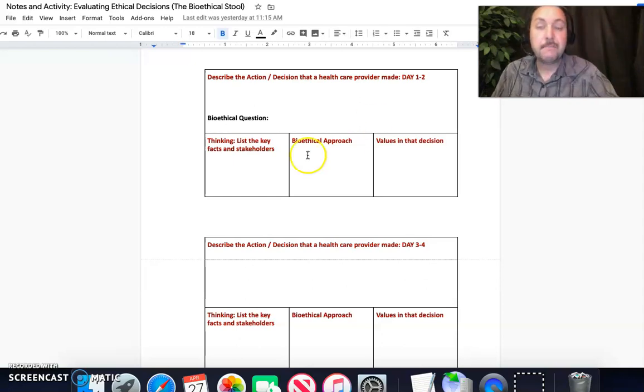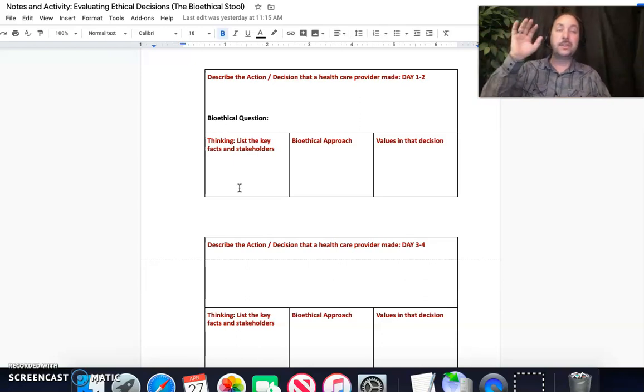Right? But your job isn't to decide yes or no. Your job is to explain what they were thinking. Okay? You can completely disagree with the decision, right? Maybe some of you will pick the day 3 or 4 decision because it's the one that has probably the most information and is the decision to euthanize people, to kill them, right?